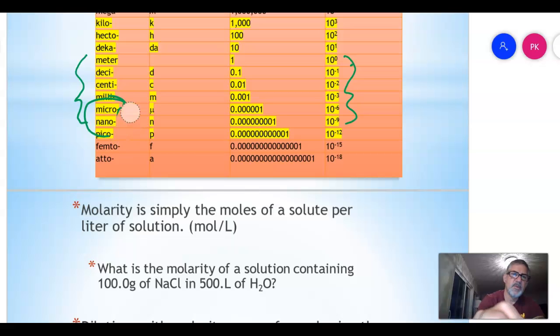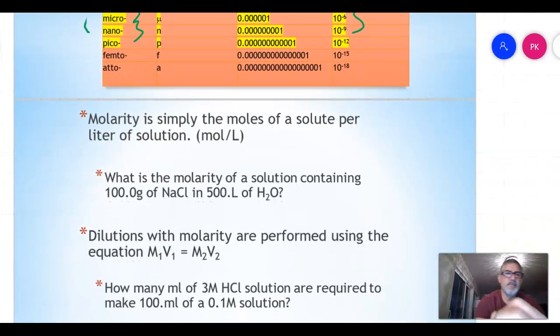Oops, I have to erase that. I screwed it up. Your smaller ones. In particular, make sure you know micro and nano.